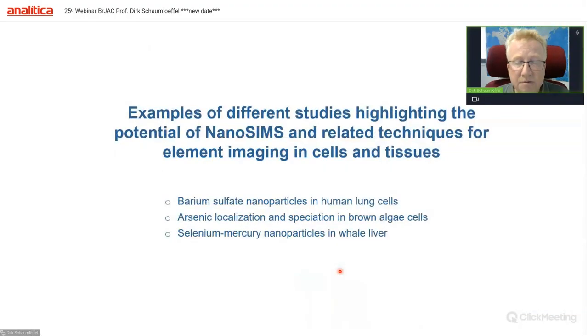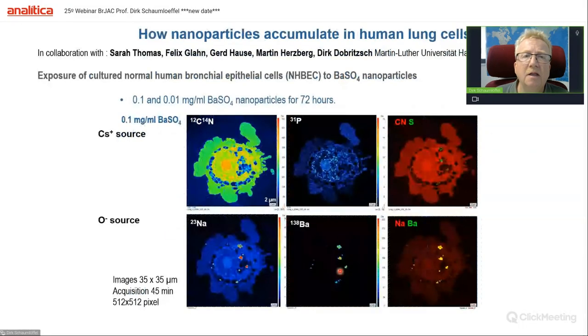So now, in the last part of my talk, I will give you some examples of different studies highlighting the potential of NanoSIMS and related techniques for element imaging in cells and tissue, what we have done in our laboratory. So three projects I want to present: barium sulfate nanoparticles in human lung cells, arsenic localization and speciation in brown algae cells, and if you still have a little bit of time, selenium mercury nanoparticles in whale liver.